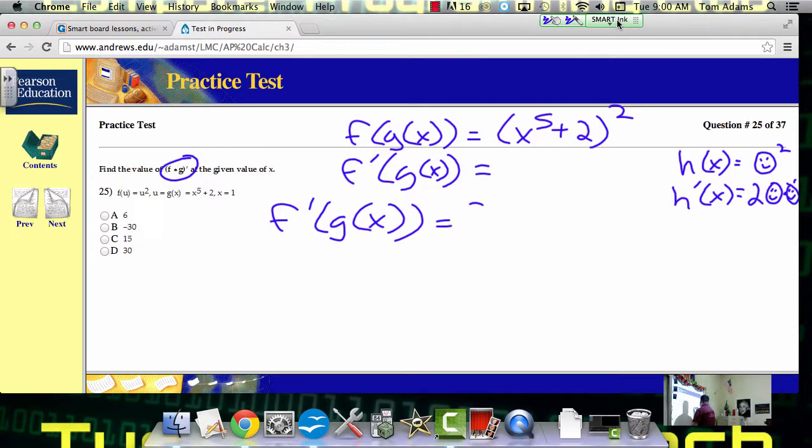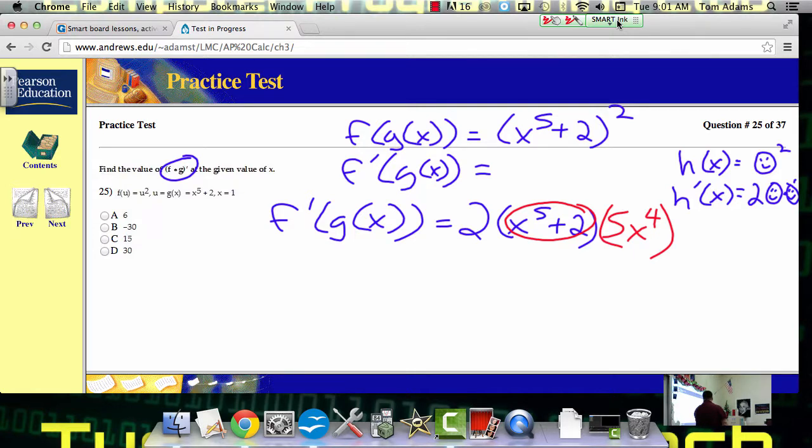So I'm going to toss the 2 down here, and then I've got x to the fifth plus 2, and now I've got to tack on the derivative of the stuff on the inside. I've got to tack on the derivative of this. So what's the derivative of the stuff circled in red? 5x to the fourth. Okay?